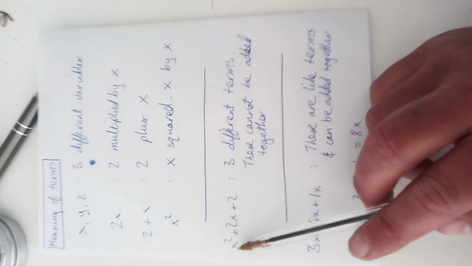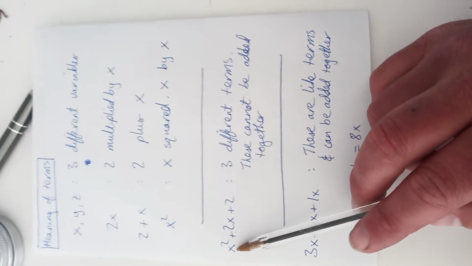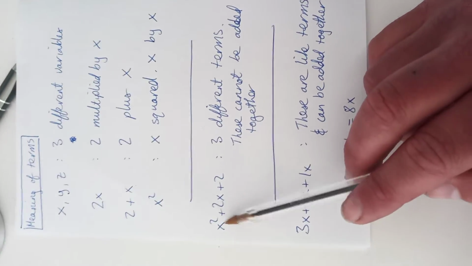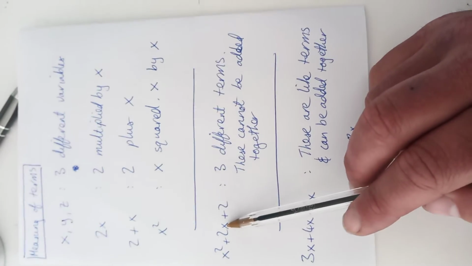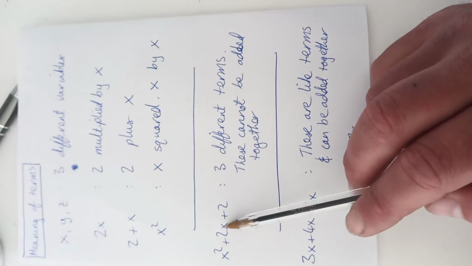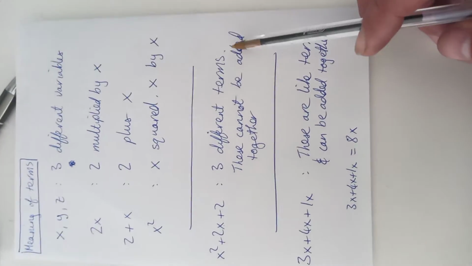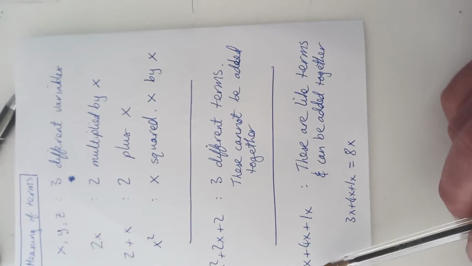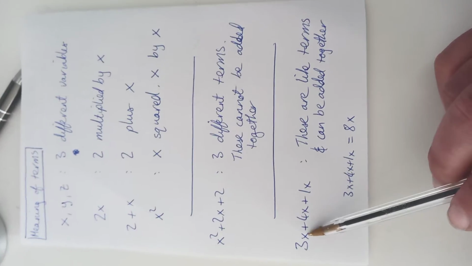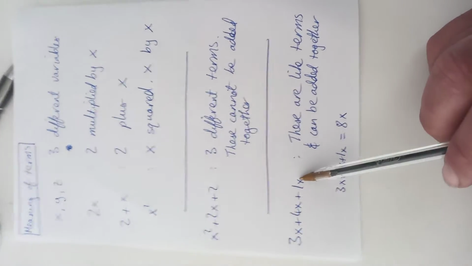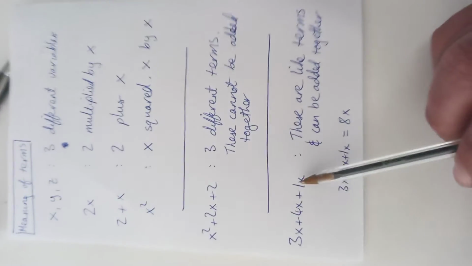So in this case, I've got this algebraic expression: x squared plus 2x plus 2, and each of those are different terms. That's a term that's squared, that's an x, and there's no x at all there. So they're considered different terms, and like I have here, you can't add or subtract unlike terms. These, however, 3x, 4x, and 1x, they're all x to the power of 1. So the thing about the x is the same in each case, so they can be added together.